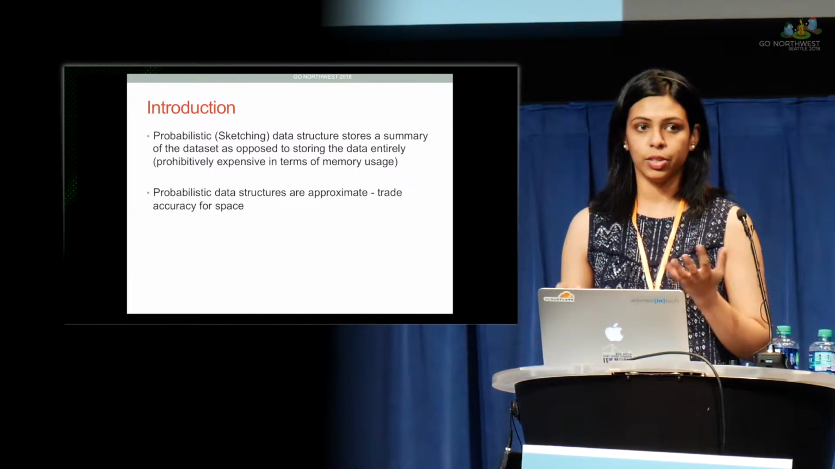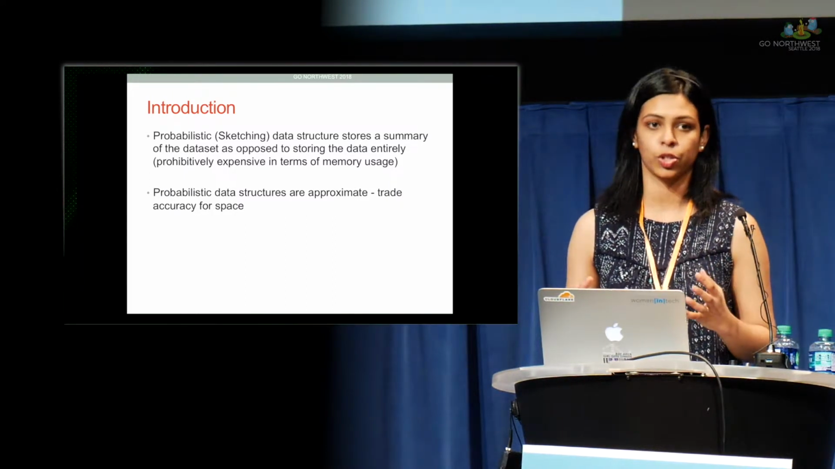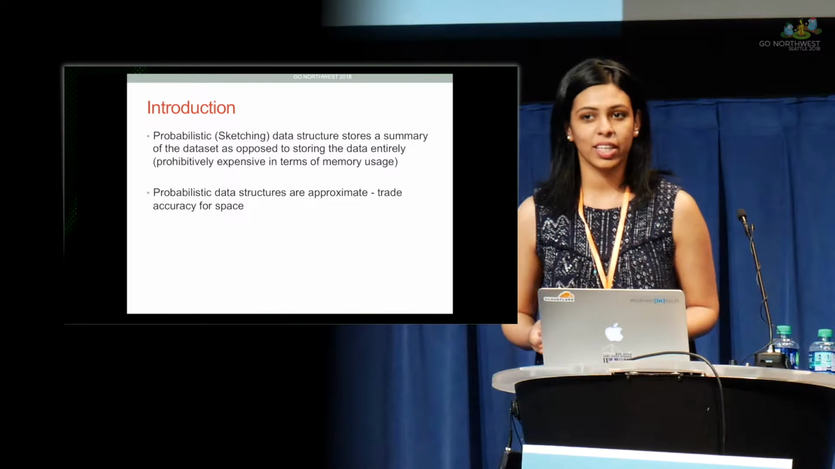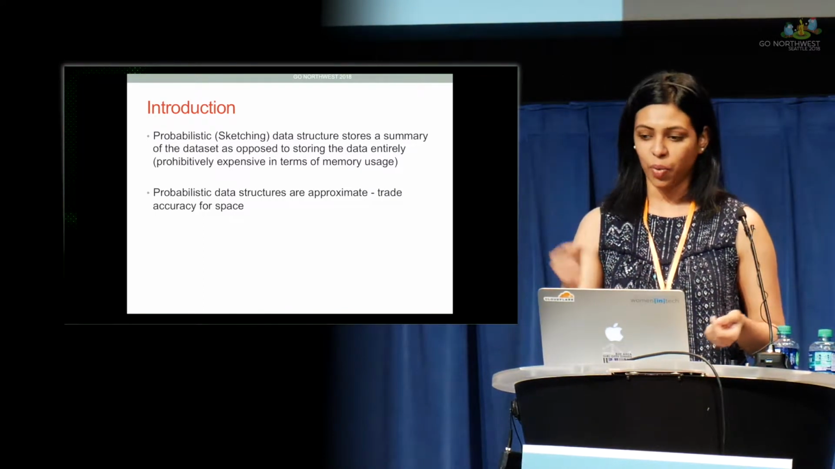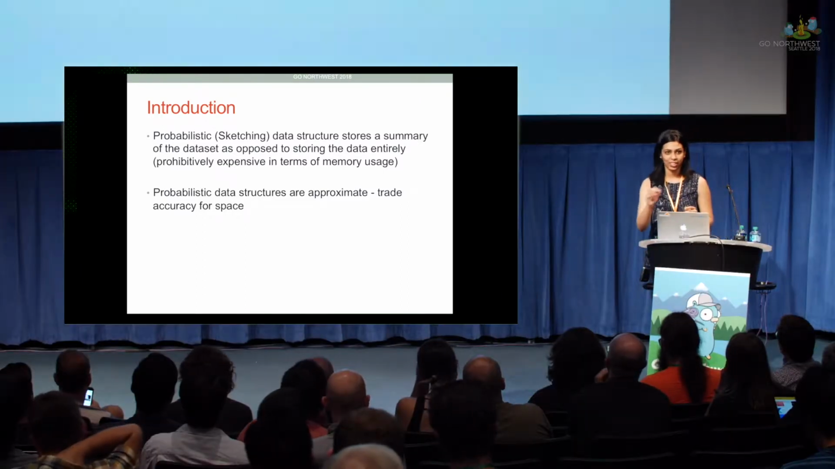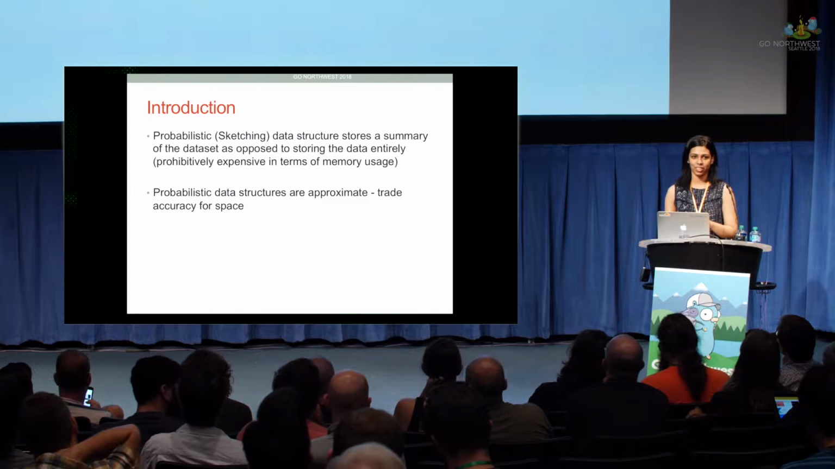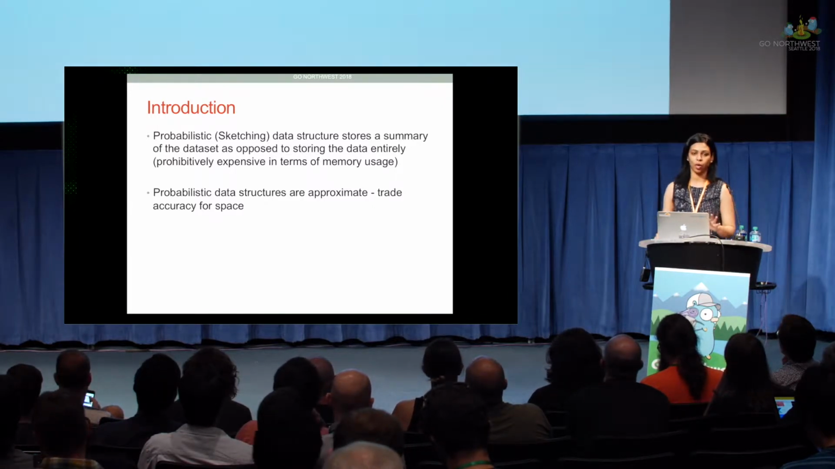Probabilistic data structures just store the summary of the data instead of storing the actual data. So they're also called sketching data structures because they are more or less like a sketch. When you do a sketch, it's not super thorough, but you do a sketch. So they are called sketching data structures because they store a summary of the data instead of storing the actual data.